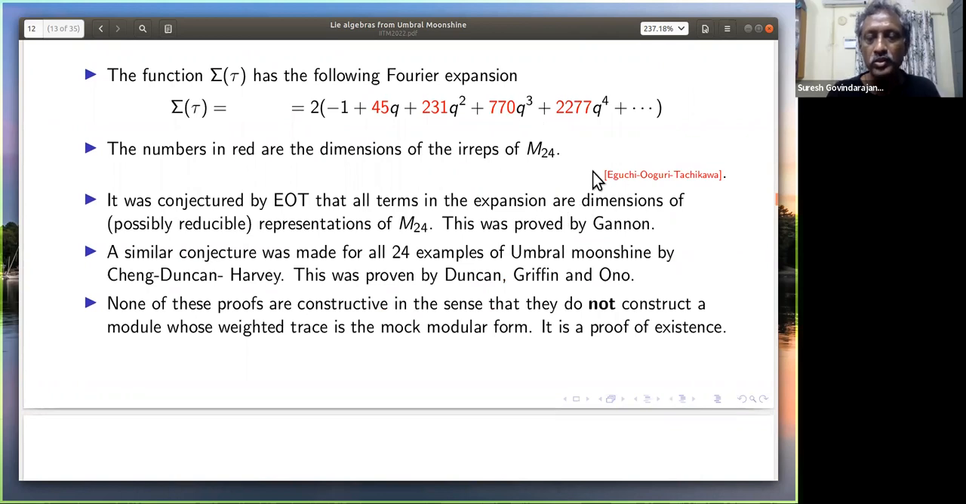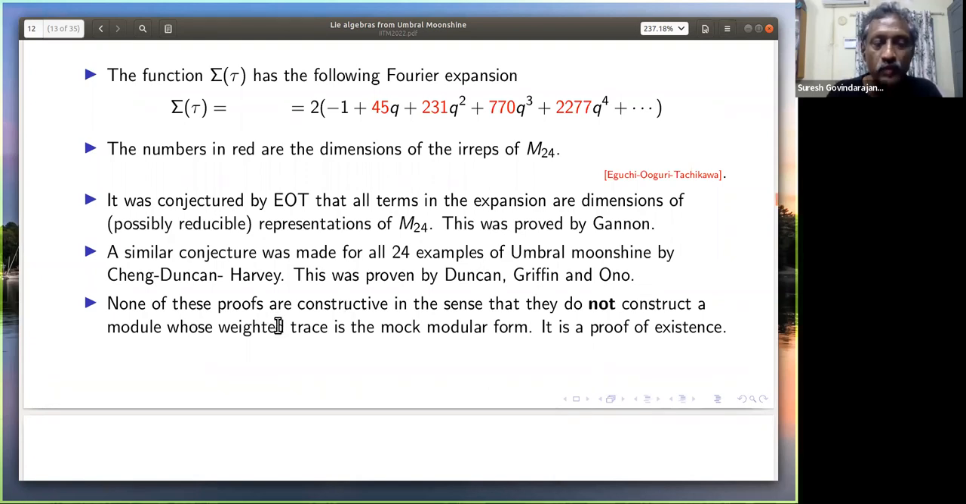The original one, which is called Mathieu Moonshine, is due to Eguchi, Ooguri, and Tachikawa. They conjectured that all terms have this expansion, and they're the dimensions of some mostly reducible representations of M24. And this was proved by Gannon. A similar conjecture was made for all the 23 examples of Umbral Moonshine by Cheng, Duncan, and Harvey, and it was proven by Duncan, Griffin, and Ono eventually.